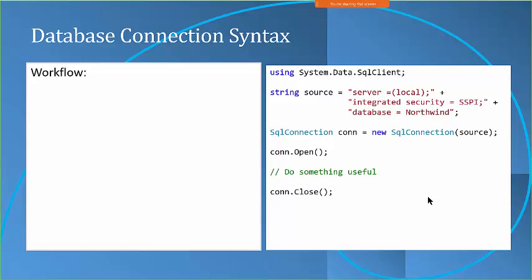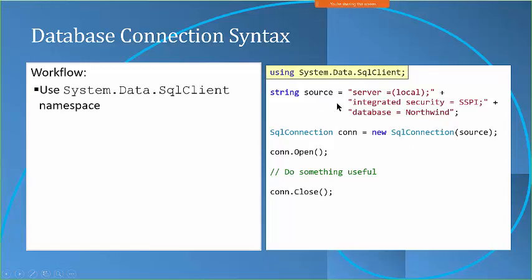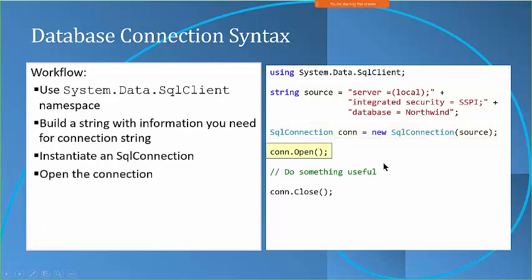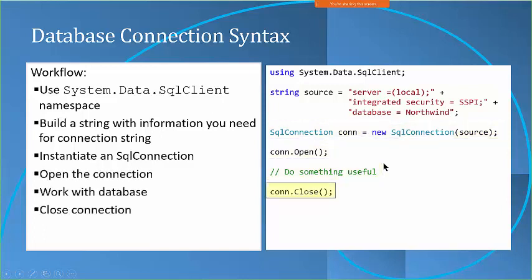So this is what the code looks like. Here I have a connection string. It says it's going to be a local server, using integrated security, and the database name is Northwind. And then what we do is we create a SQL connection, and we pass in the connection string to the SQL connection, and then we call the open method on the connection, and that opens up the connection. Then we do something, and then we close the connection. So, and then we'll use SQL Data Client. We create the connection string, we initiate it, we open it, and then we close it. So that's the basic process.